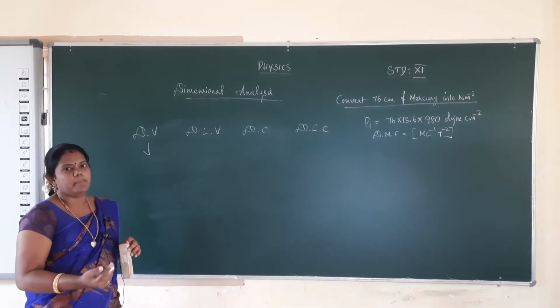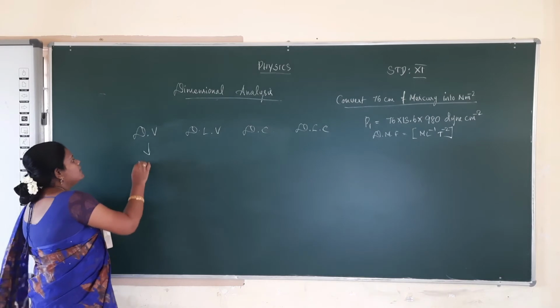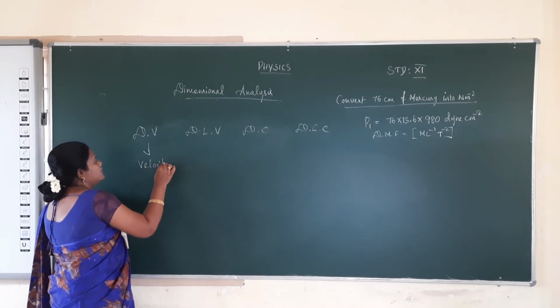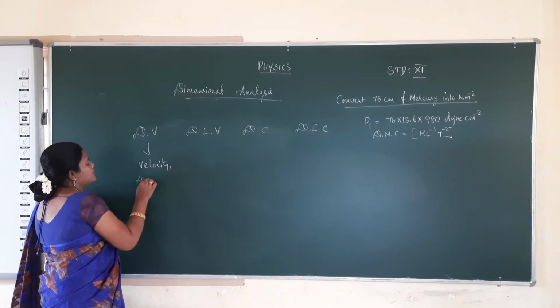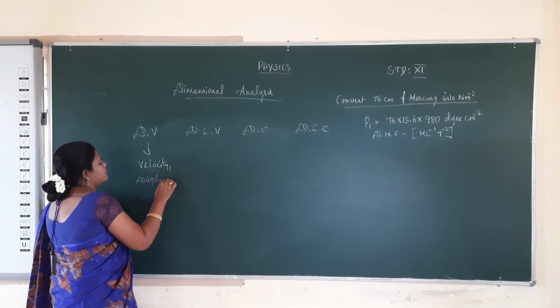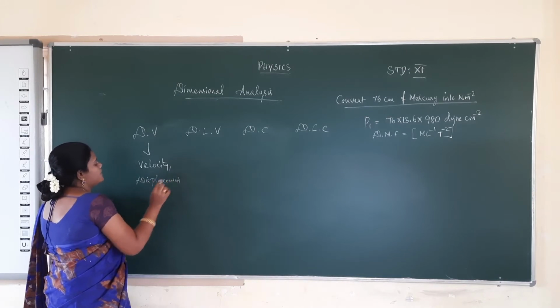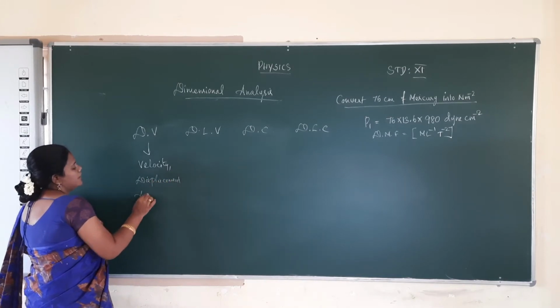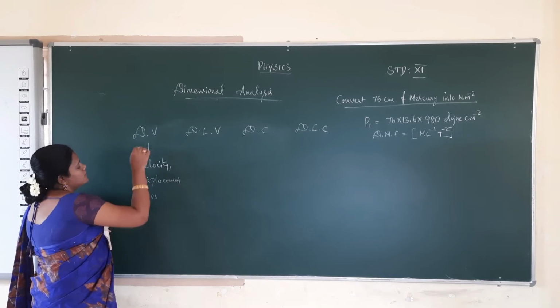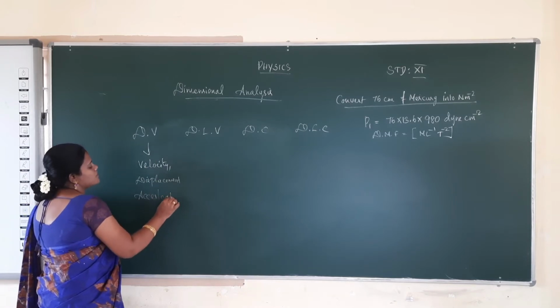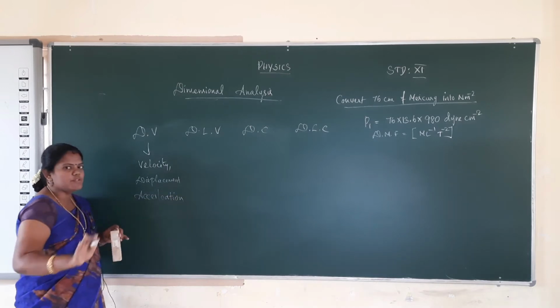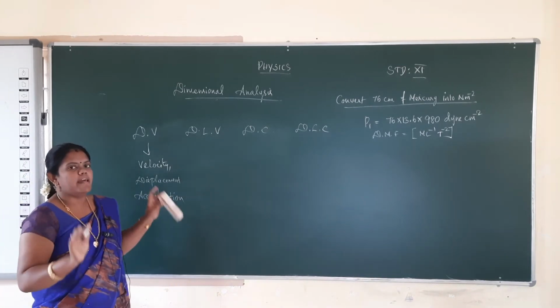Variables that have dimension are called dimensional variables. Examples: velocity, displacement and acceleration, all of them. Mostly all the variables having dimension will be called dimensional variables. If a variable's value has a dimension, then it is a dimensional variable.